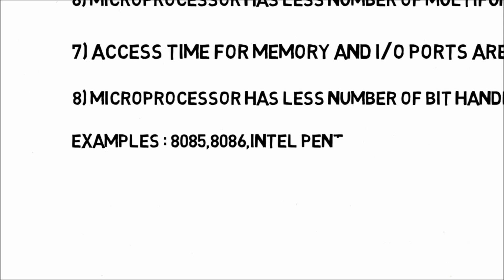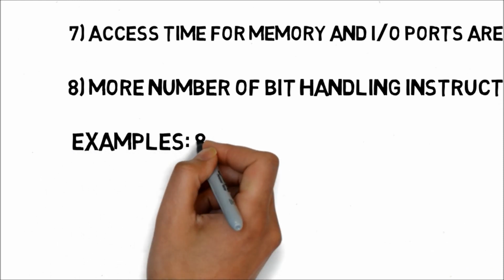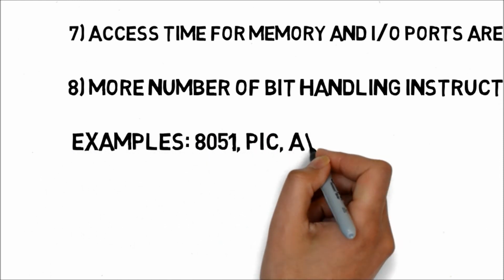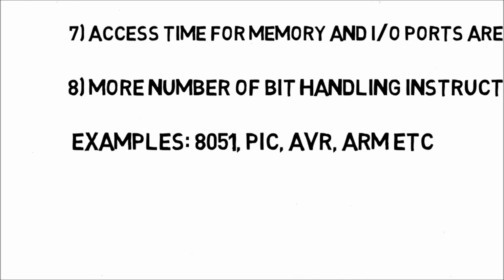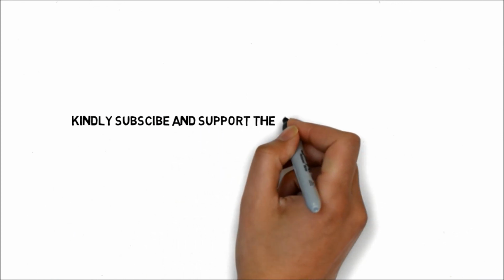Examples for microprocessors are 8085, 8086, Intel Pentium series, etc. Whereas microcontroller examples are 8051, PIC, AVR, ARM, etc. And these are not limited. There are huge amounts of microcontrollers and processors.